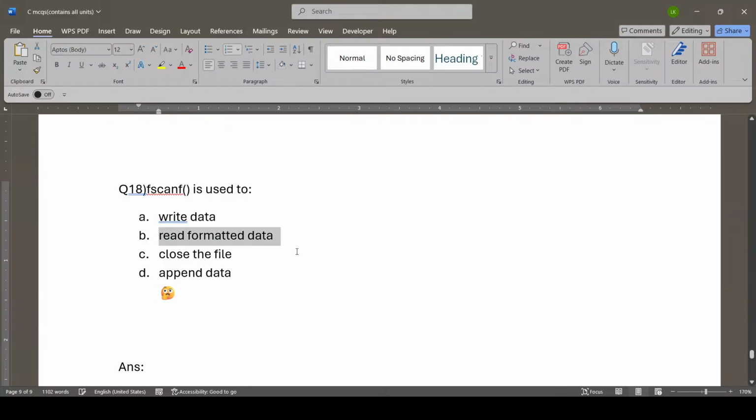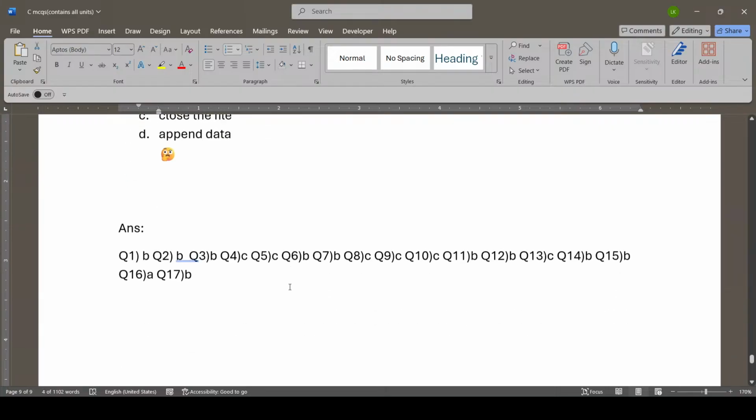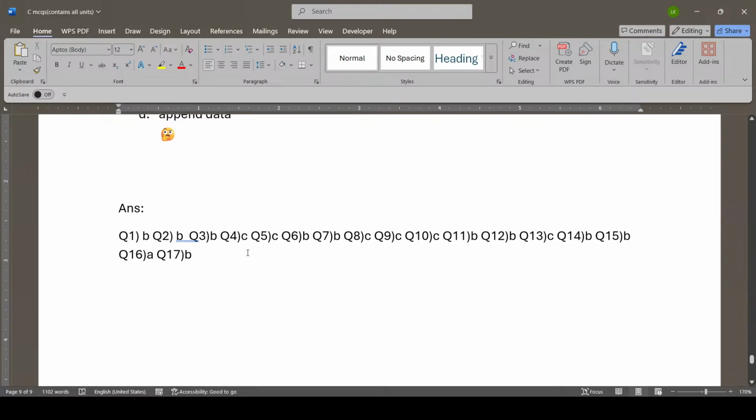Question number 18B. Now going to talk about the next program here.